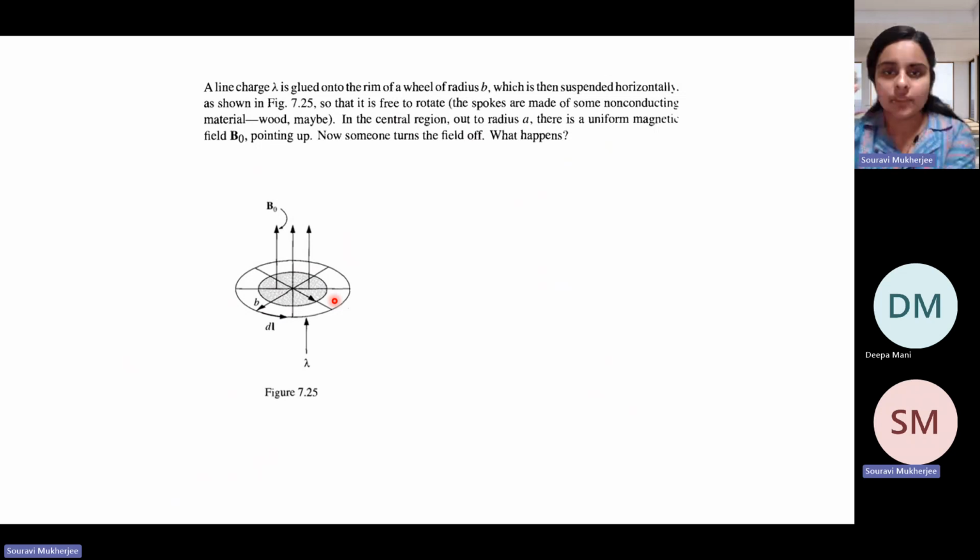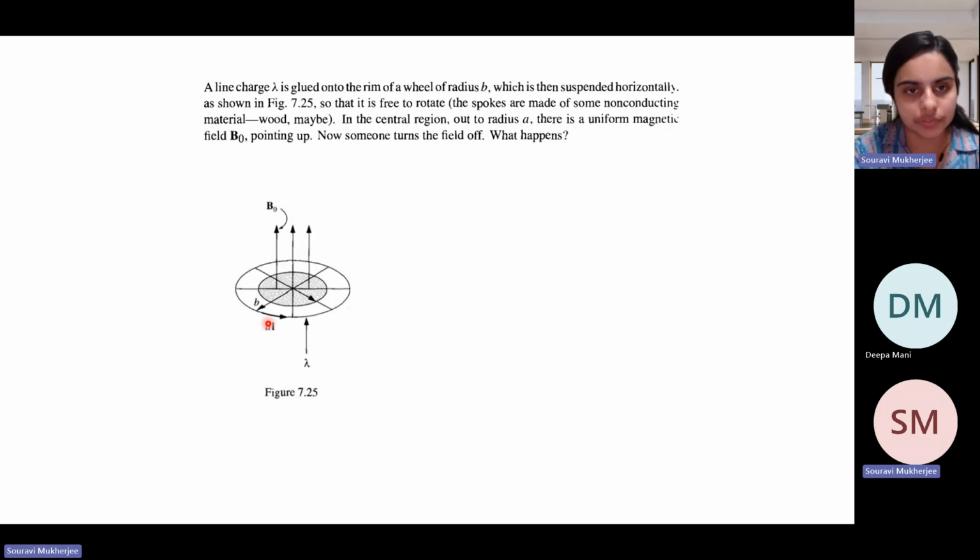Anyways, so what is happening? You are turning off the field. When you turn off the field, the flux changes. Whenever there is a flux change, the flux linked to this charge region changes, and there'll be some induced EMF. That means there'll be some motion in the charges present in the loop, and because of this motion, there'll be some net current that would flow.